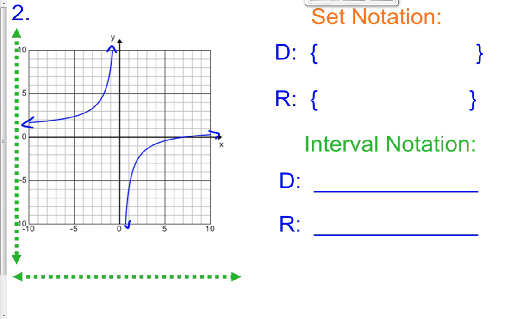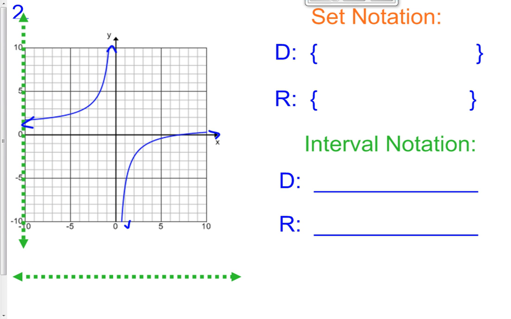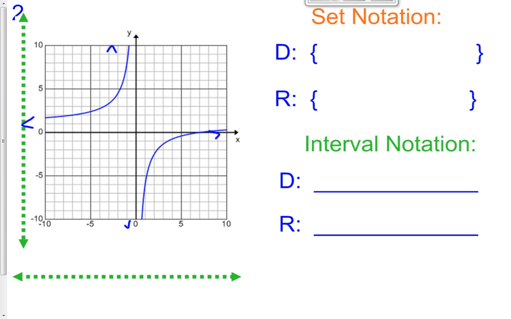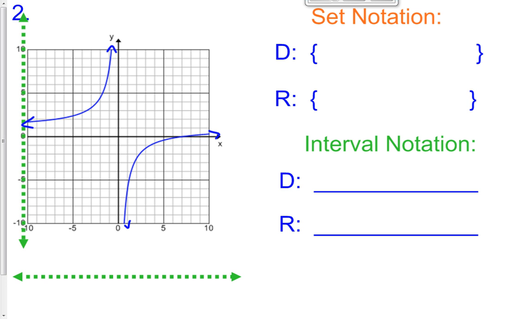So we're going to start with our domain, going from left to right. It starts at negative infinity and it goes as far right as... Negative infinity, and it goes as far right as 0. It picks up again at 0 over here, and it goes to positive infinity.